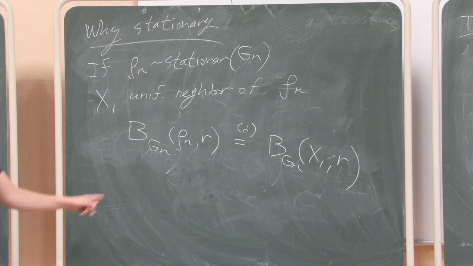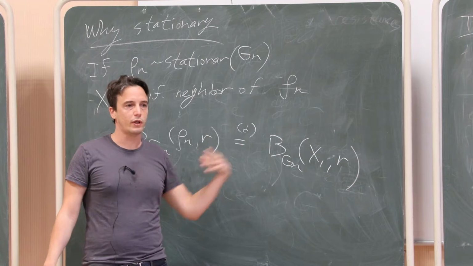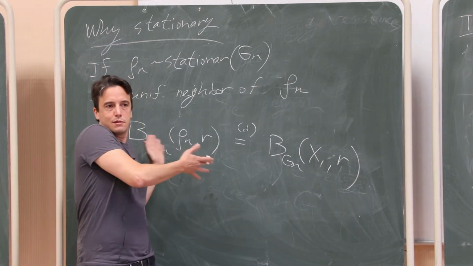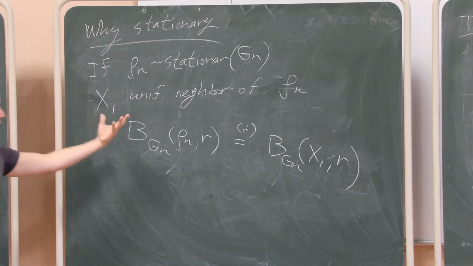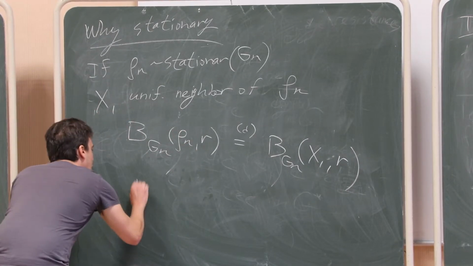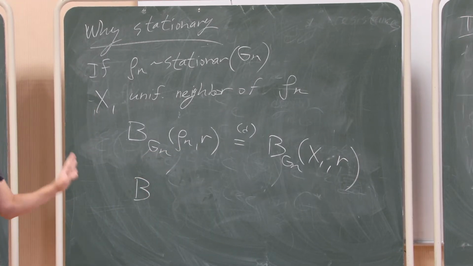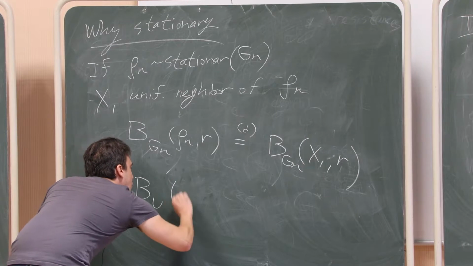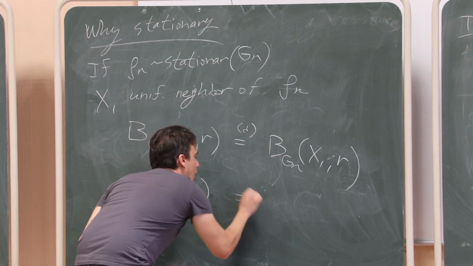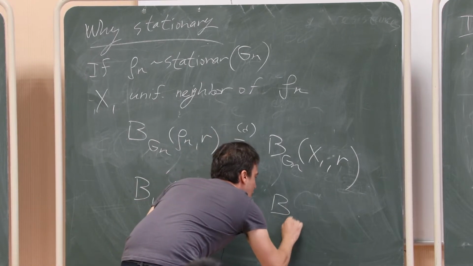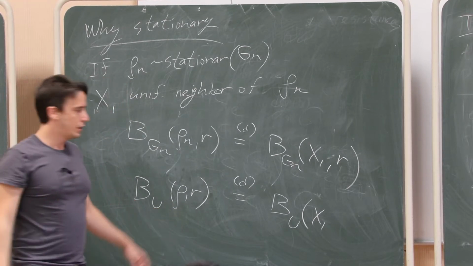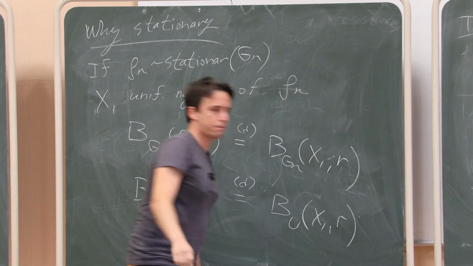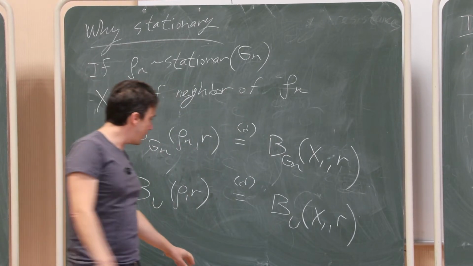Simply because conditioned on the graph, rho n and x1 have the same distribution, and this is the only thing that matters here, right? The distribution of the random root. And this property passes to the limit. If I take limits on both sides, I will get that, as long as I chose rho n this way, the ball in U around rho of radius r equals in distribution the ball of radius r around a random neighbor of rho. And this is true for all r.